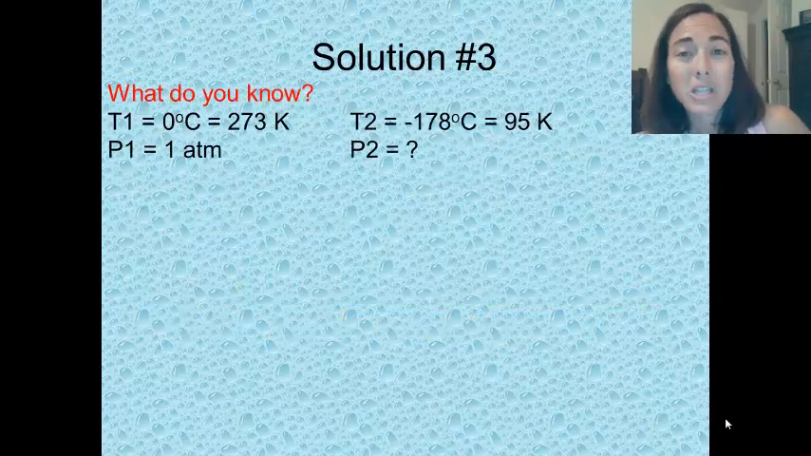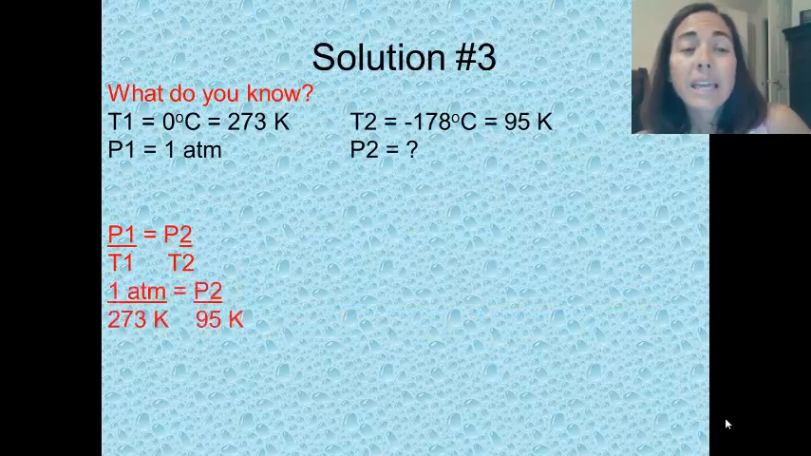This is what it'll look like. Plug in. You want to solve for P2. So we need to use our algebra, multiply both sides by 95 Kelvin. And if you've done your math correctly, you're going to get 0.35 atmospheres.